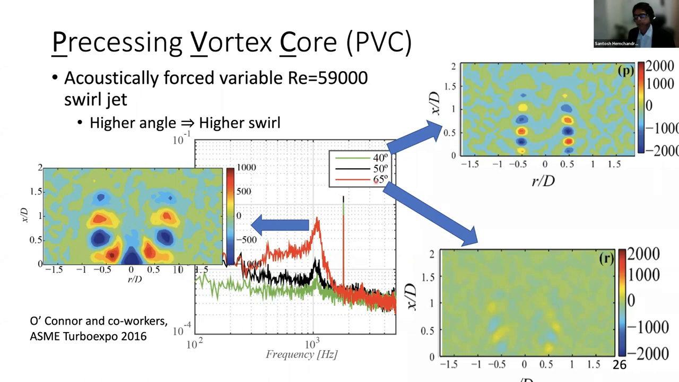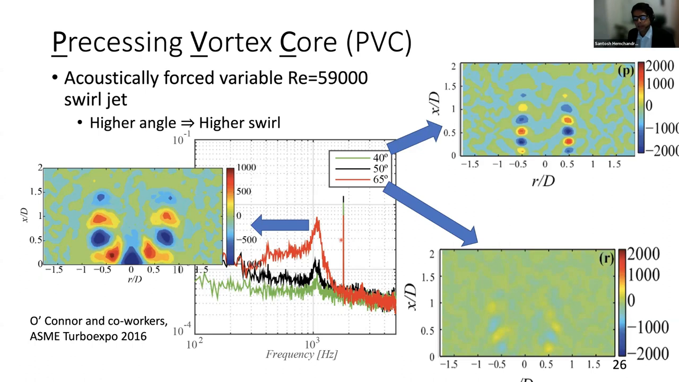Now in this particular rig, what we could do was increase the swirl number by varying the angle of the blades associated with the swirler. This is Jackie O'Connor's rig at Penn State. And the larger the angle, the higher the swirl number. And this peak that you see here is associated with the PVC that appears as you increase the swirl number going from 40 to 65 degrees.